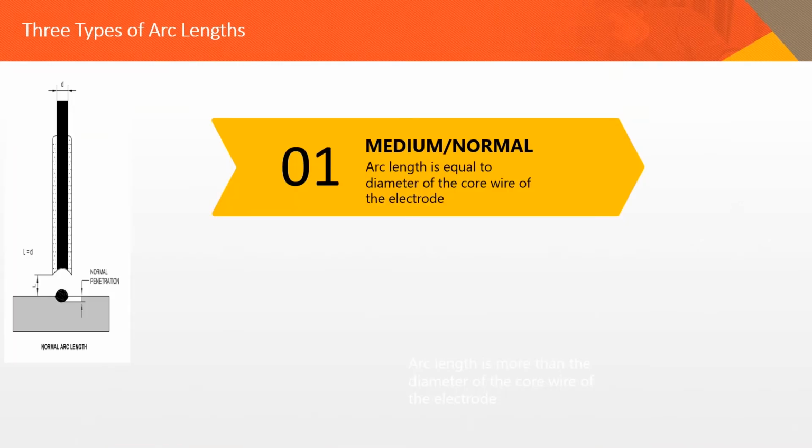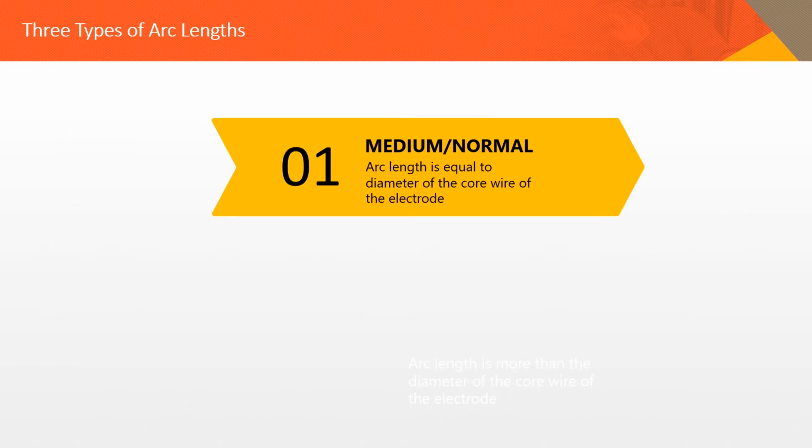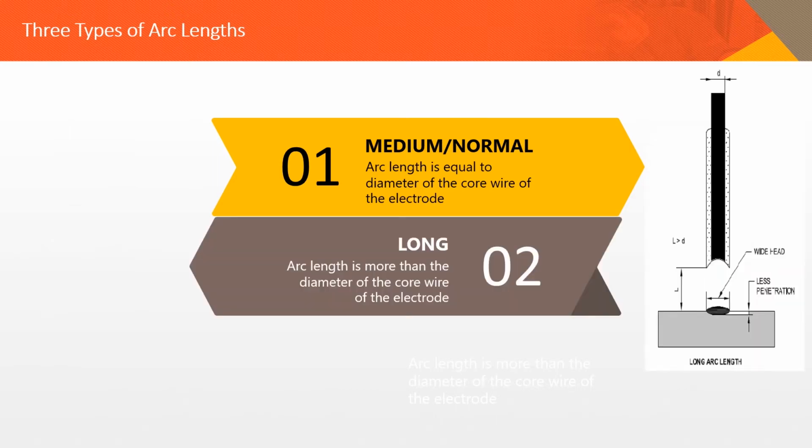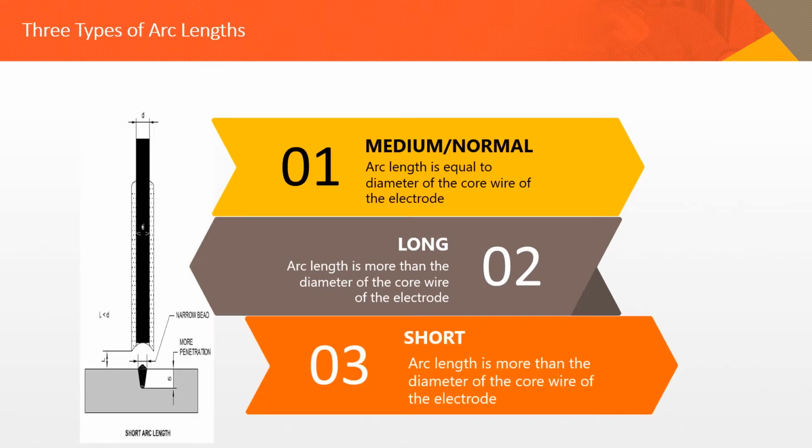First, medium length. Medium arc length is equal to the diameter of the core wire of the electrode. Second, long arc length is more than the diameter of the core wire of the electrode. Third, short arc length is less than the diameter of the core wire of the electrode.